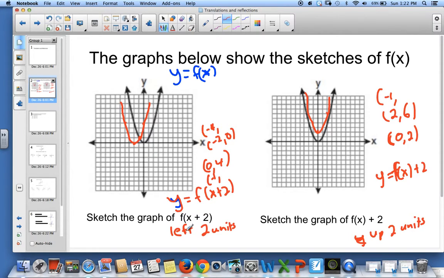This is plus 2, I'm going to the left, which would be negative 2. This is plus 2, I'm going the same direction, which would be up 2 in the y direction. Okay, let's see if that makes any sense for this one here.